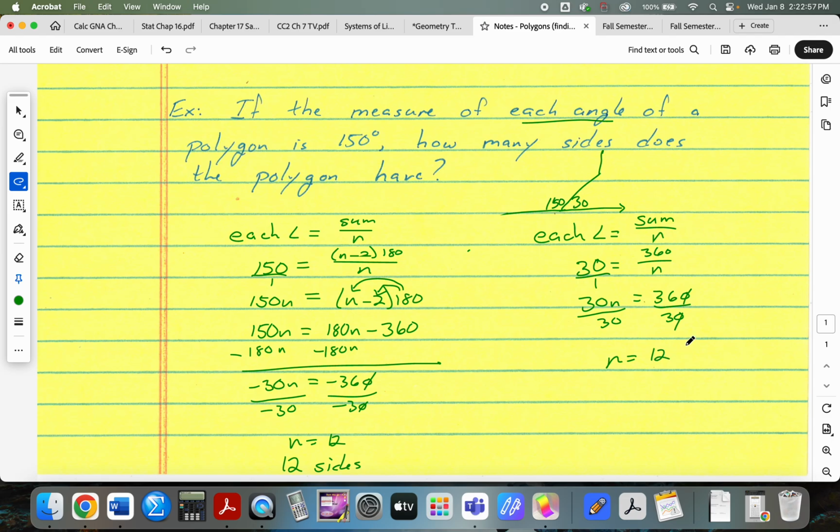You can do it either way. It doesn't matter to me. I think the second way is easier, but you do have to think a little bit first. You have to find the exterior angle. If you prefer to do it the first way, that's absolutely fine. There's nothing wrong with it. They're both good mathematics.